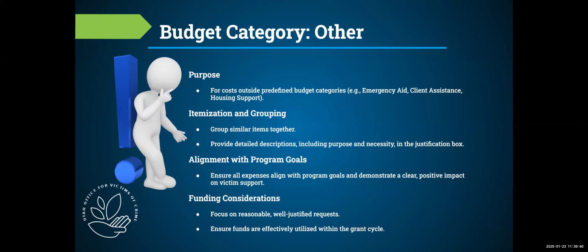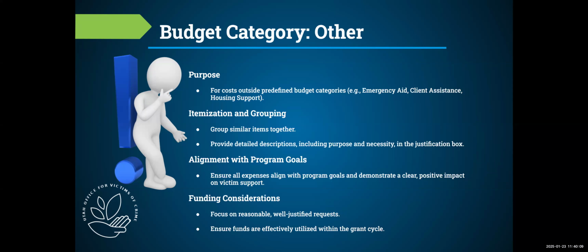For instance, if you're requesting funds for emergency groceries, utility assistance, or similar immediate needs, you can group these as emergency client aid. It's essential to provide a detailed description for each group or item in the justification box. This description should explain the purpose of the expense and why it's necessary for achieving your program plan. The more specific and clear you are, the stronger your request will be.